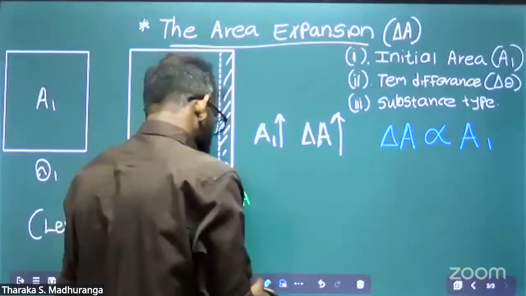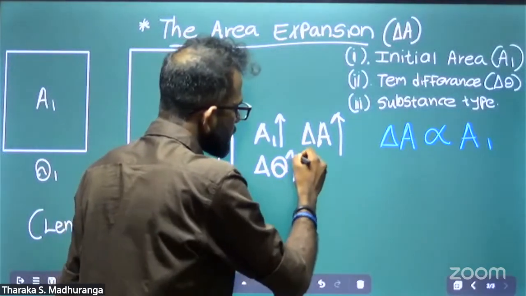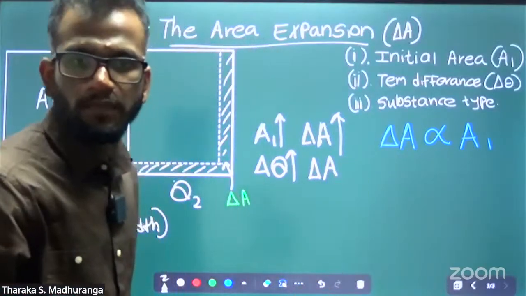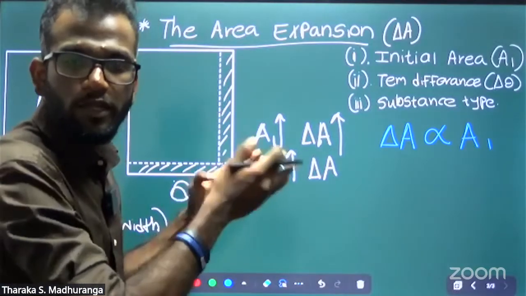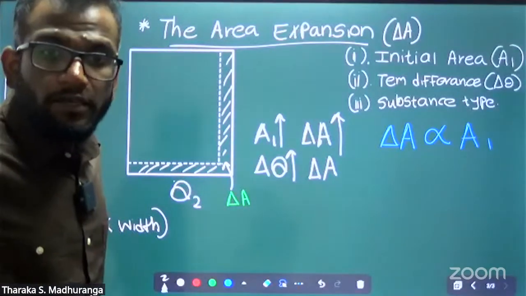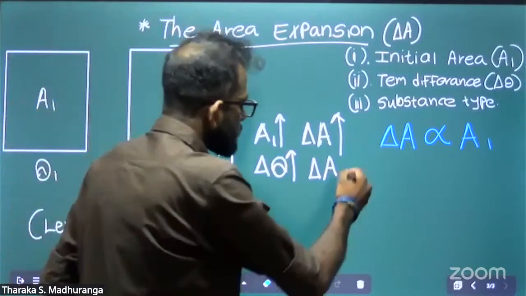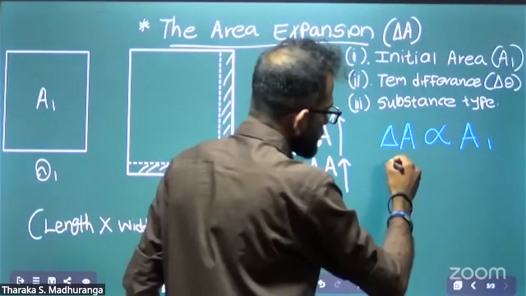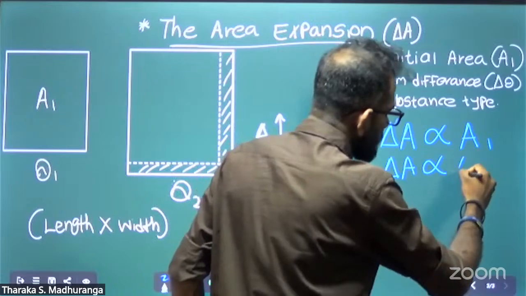Now, when we increase the temperature difference, what do you think? When delta theta increases, what happens to delta A? Same as linear expansion, it is increasing, very good. Therefore, delta A and delta theta are directly proportional.